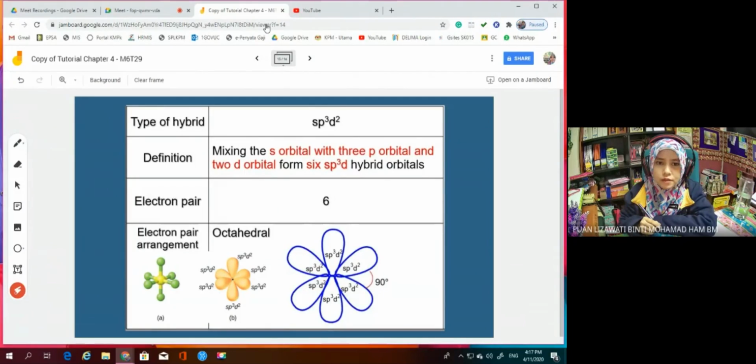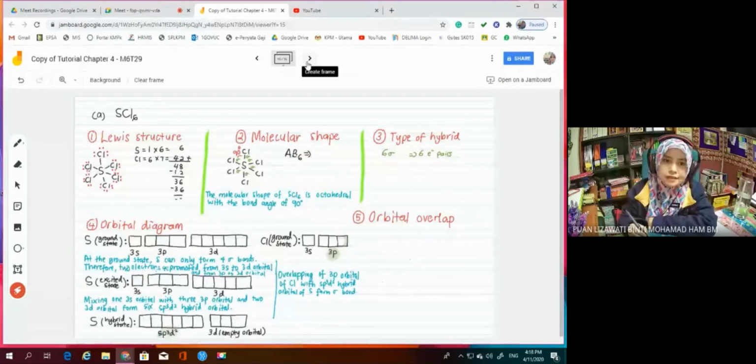So now I want to discuss sp3d2 hybrid orbital. How is the sp3d2 hybrid orbital formed? Mixing s orbital with 3 p orbitals and 2 d orbitals, it will form 6 sp3d2 hybrid orbitals. Therefore, there are 6 electron pairs and all 6 electron pairs are arranged according to the octahedral shape with a bond angle of 90 degrees for SCl6 molecule.